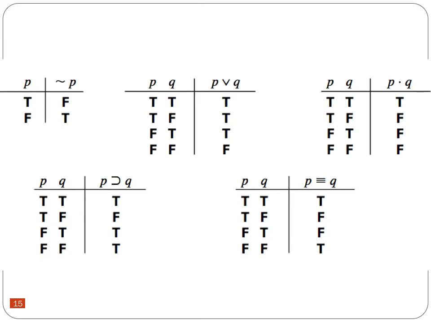So again, with the negation, it's just the opposite. With or, it's only row 4 where both parts are false. That's the only way to get a false or statement. Otherwise, it's true. For and, the only way to get a true statement is if both parts are true. Otherwise, you have a false statement.